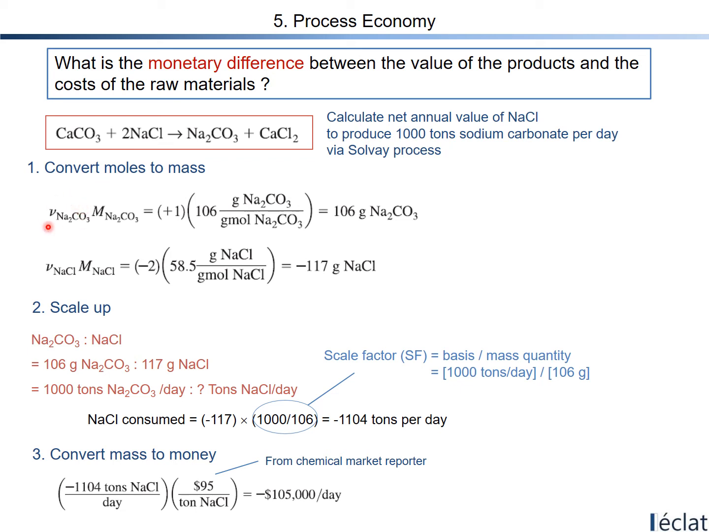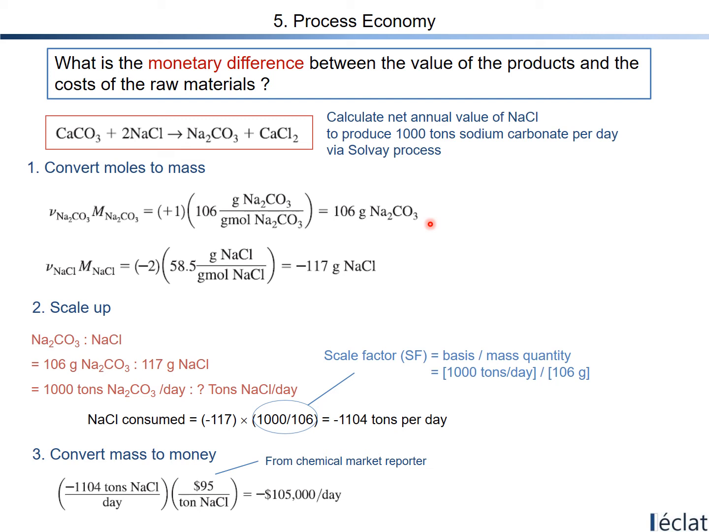So the stoichiometric coefficient of sodium carbonate, the target material here, with the molecular weight of the same molecule is going to mass. So right now 106 grams sodium carbonate is produced. At the same time, we need to have minus 117 grams sodium chloride by multiplying the stoichiometric coefficient and molecular weight. It means 117 grams sodium chloride will be consumed for making 106 grams sodium carbonate.